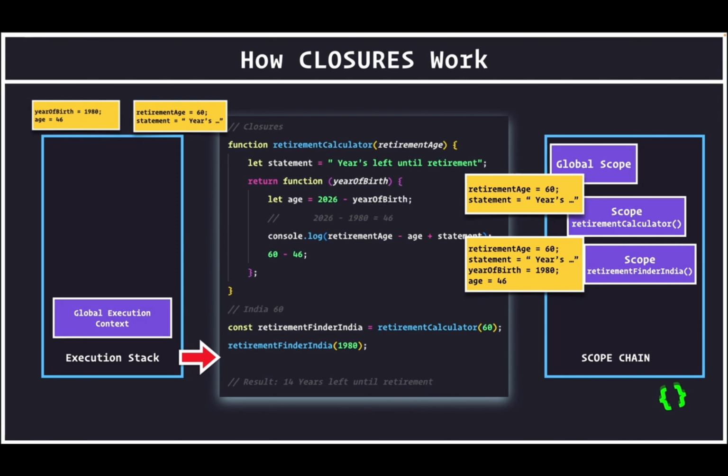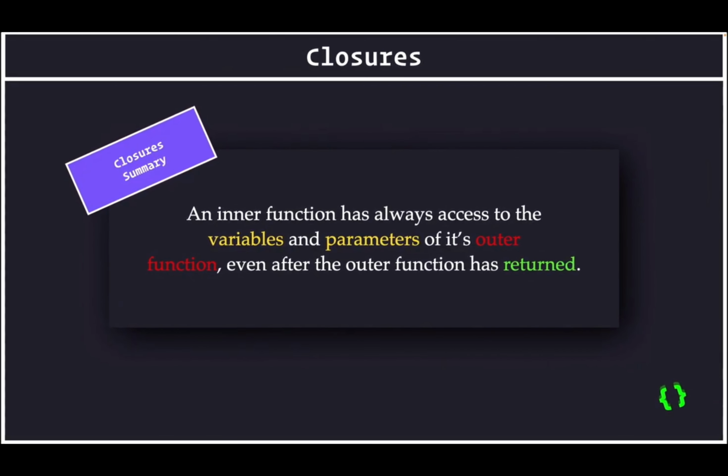And now the summary makes even more sense to you. An inner function always has access to the variables and parameters of its outer function even after the outer function has returned. Now, if any of this is not making sense to you, it would be because you still have confusion in understanding what the this keyword is, what the scope chain is, what execution context is. For that, you will have to watch the long JavaScript course, and then you will be able to understand everything that I just put together.